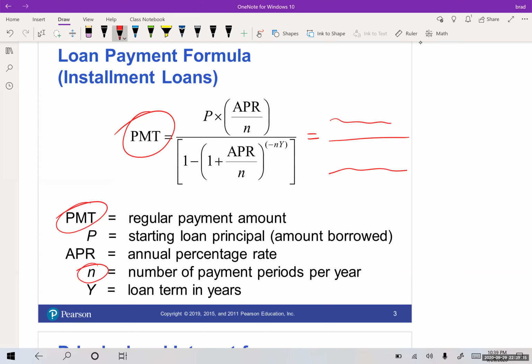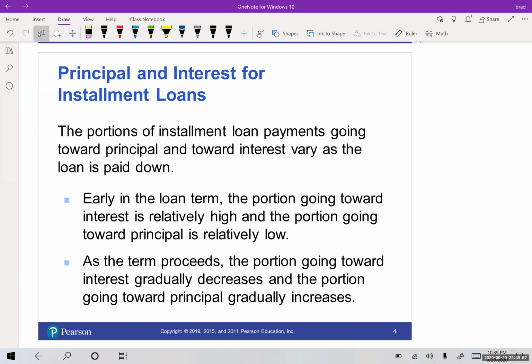Okay, so principal and interest for installment loans. The portions of installment loan payments going toward principal and toward interest vary as the loan is paid down. Basically, if any of you have owned or bought a car, or also with houses, it seems like in the beginning you're paying this money, but it's not making a dent in your principal. With a car loan, if you do a 6-year loan, it's normally after the third year that you finally start making a dent in the principal, and that's when what you owe on your car is normally what it's worth.